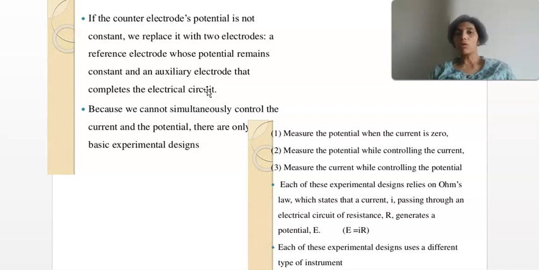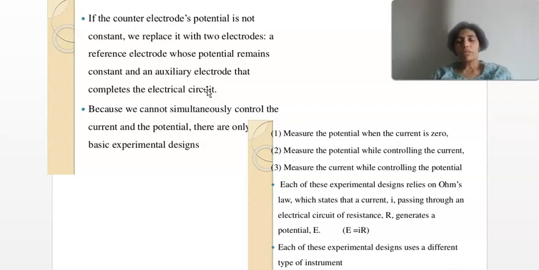Because we cannot simultaneously control the current and the potential, there are only three basic experimental designs. Now how do we go for it? Measure the potential when the current is zero. Measure the potential while controlling the current. Measure the current while controlling the potential. These are the three ways we can go for this experiment.